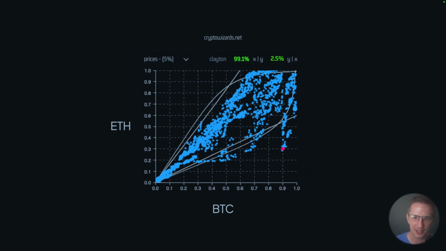So this is a snapshot taken from the past. And you can see here that Bitcoin's price was really, really high, but Ethereum's was remaining really, really low. And this is what it looks like today. You can see now the relation between the two is more within the boundaries of this Clayton copula. So before we were low down here and now we're up there.